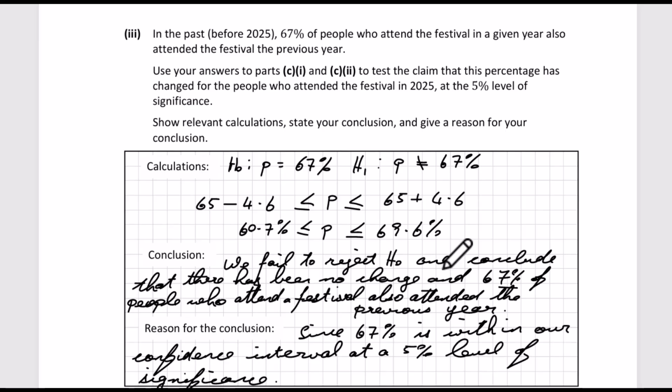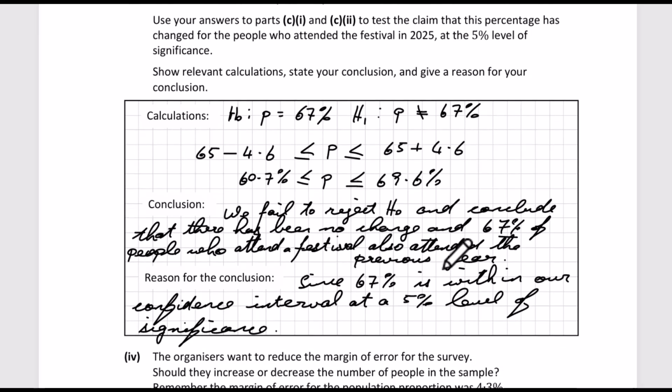Okay, in the past, before 2025, 67% of people who attended the festival in a given year also attended the festival the previous year. Use your answers to parts C1 and 2 to test the claim that this percentage has changed for the people who attended the festival in 2025 at a 5% level of significance. Show relevant calculations, state your conclusion, and give a reason for your conclusion.